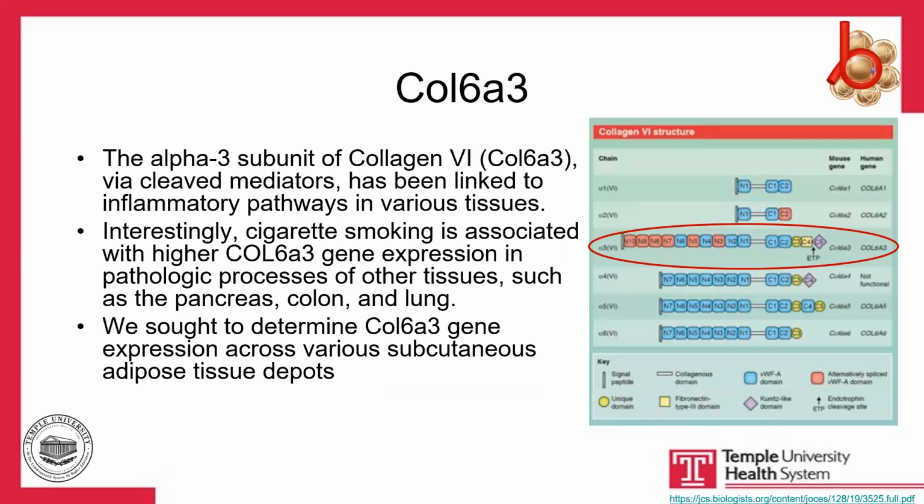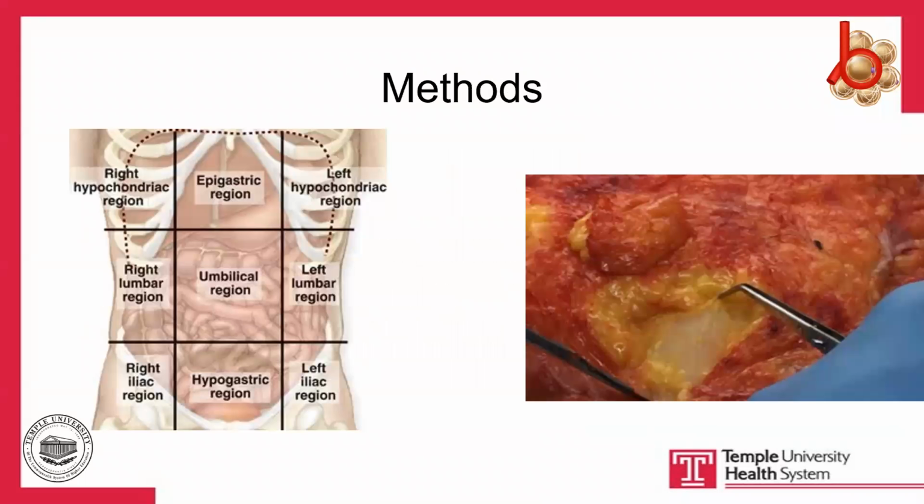The overexpression of collagen 6 alpha 3 has been linked to inflammatory pathways in various tissues. Interestingly, cigarette smoking is associated with a higher expression of collagen 6 alpha 3 in the pathological process of other tissues, such as the pancreas, colon, and lung. However, this association has not been studied in adipose tissue of former smokers. In this study, we sought to determine collagen 6 alpha 3 gene expressions across various subcutaneous adipose tissue depots.